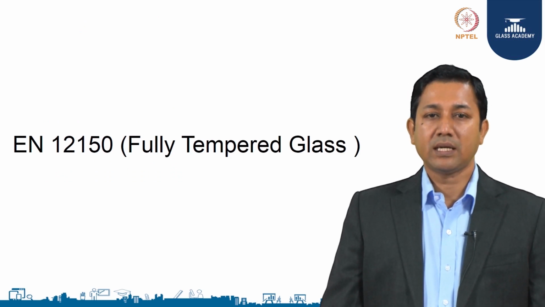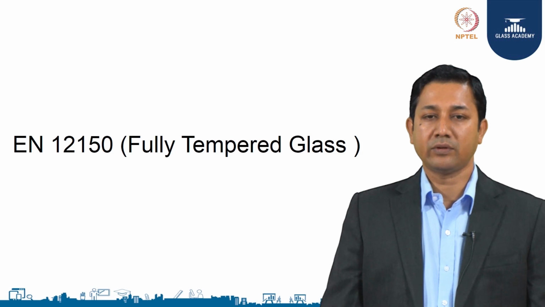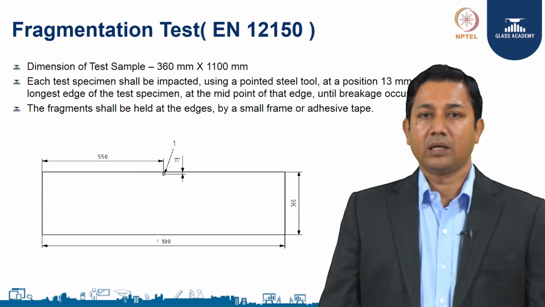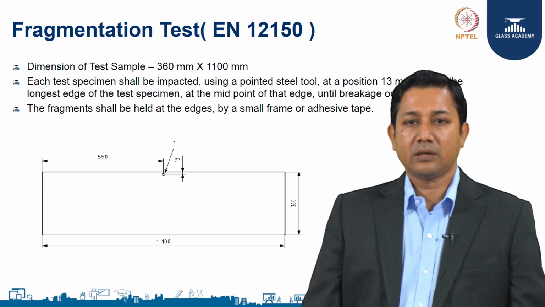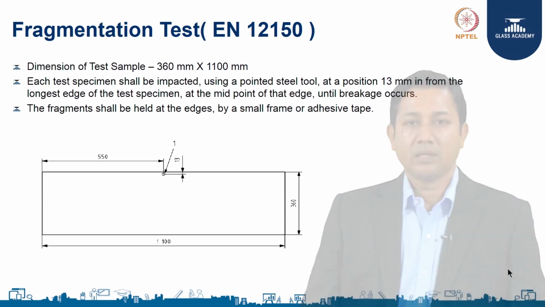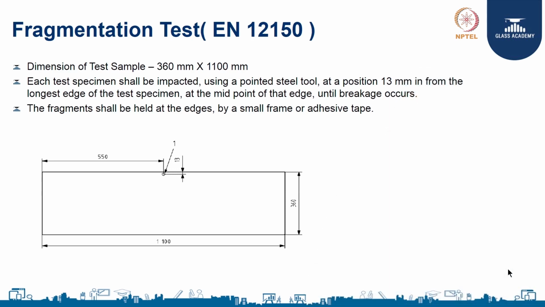The tempered glass standard in European norms is EN 12150. So, the first test we are doing is the fragmentation test. The standard specification of the sample to be tested is 360 by 1100. Along with every lot we need to set aside one glass for testing, and this is a destructive test called the fragmentation test.